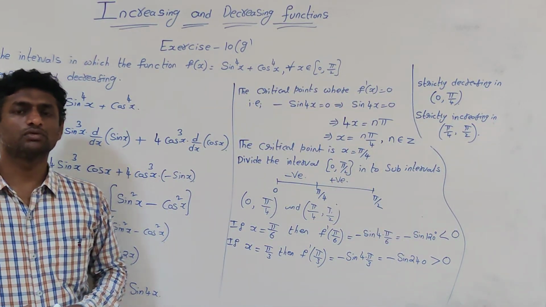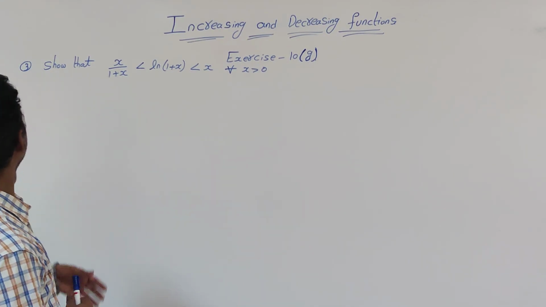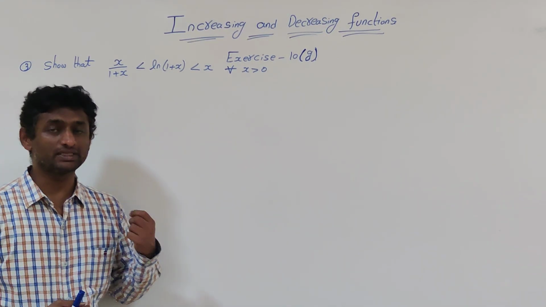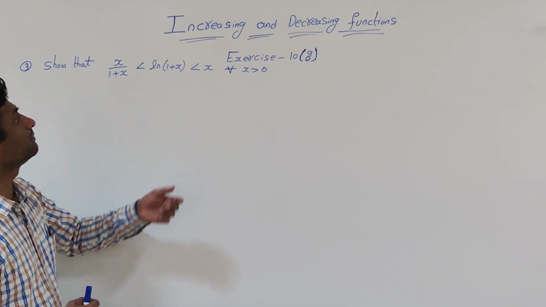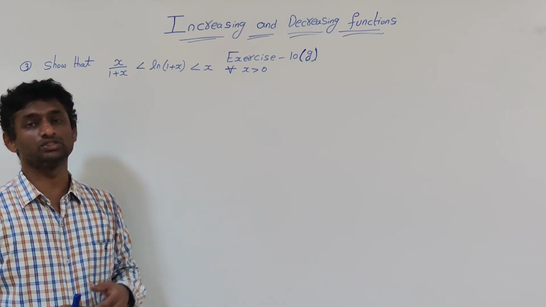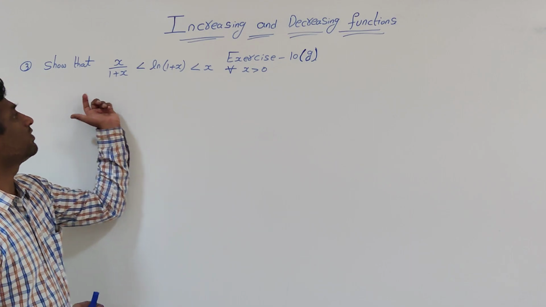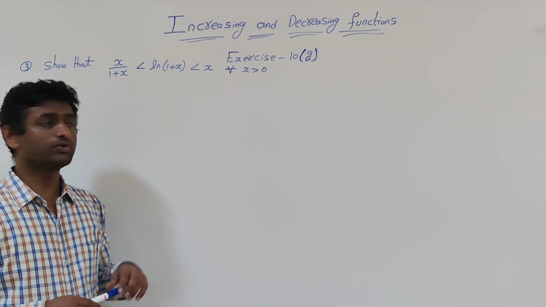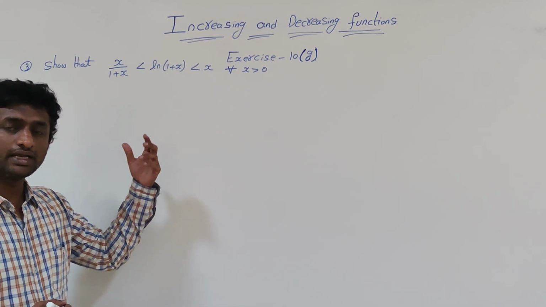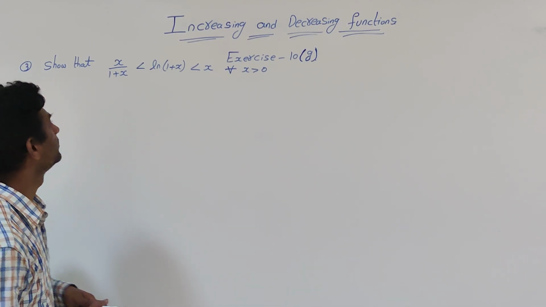Now we'll go for the next problem. Now we'll see the next problem. Show that x by 1 plus x is less than ln of 1 plus x, which is less than x, for all x greater than 0. Means for positive real numbers the inequality holds. So we'll try to find out the inequality by using the first derivative.